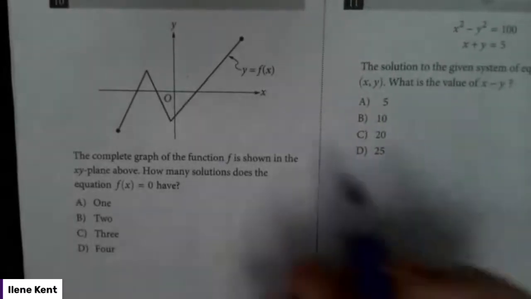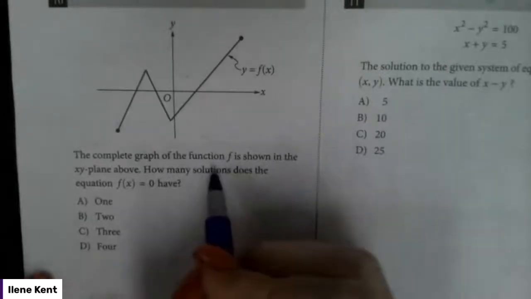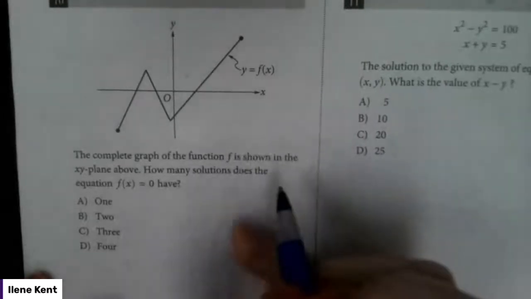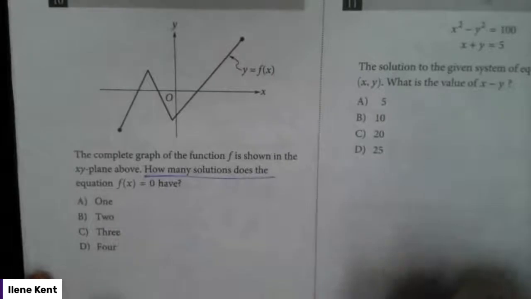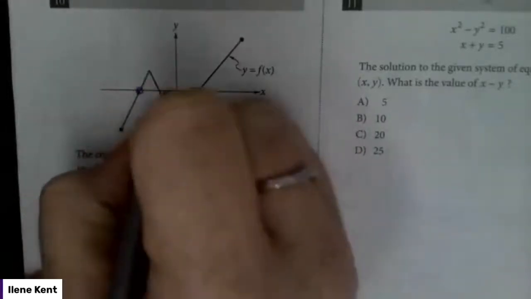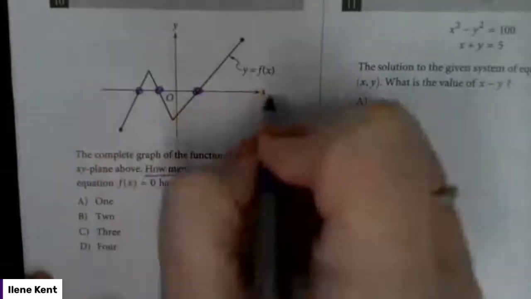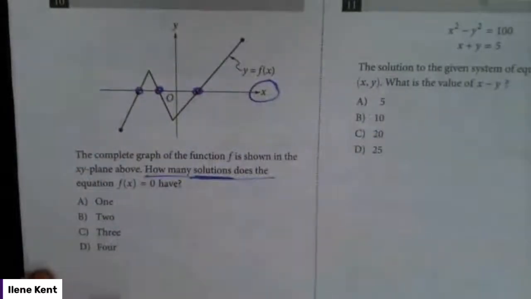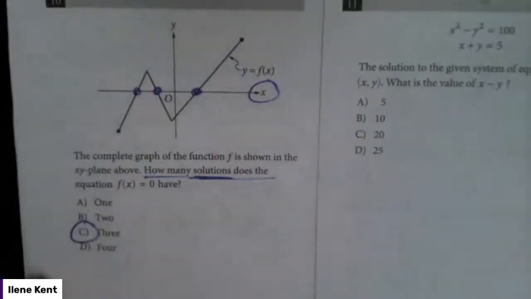Number 10. Number 10 is asking us to look at the graph. The complete graph of the function f is shown in the xy plane above. How many solutions does it have? Solutions or x's or zeros. So we're just going to count how many times it crosses this x-axis. Looks like 3. There's our answer.